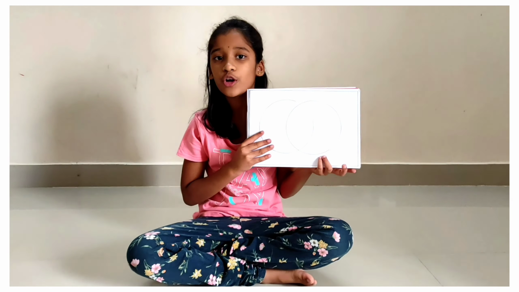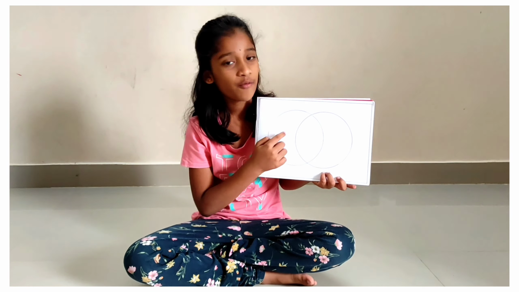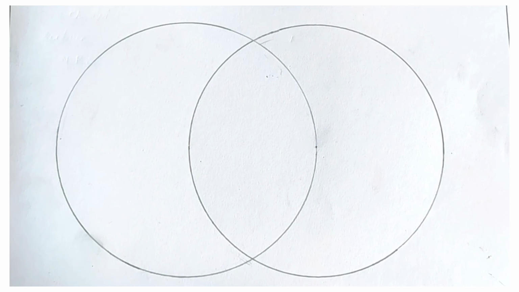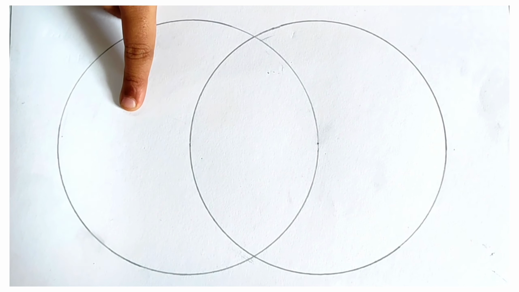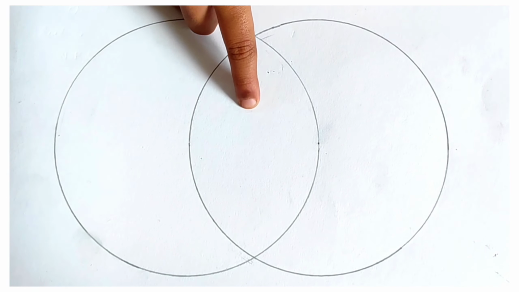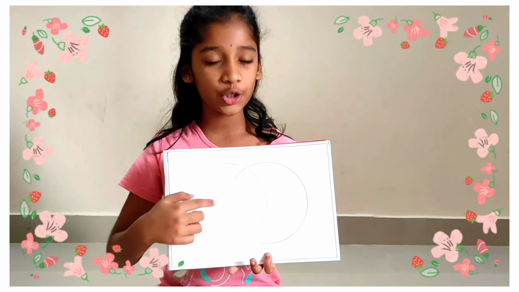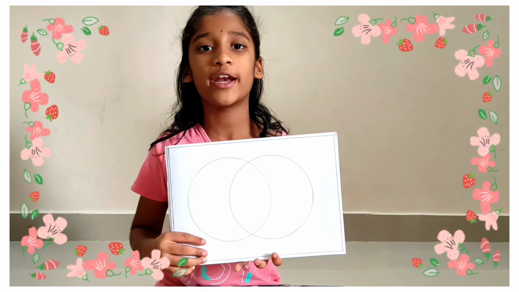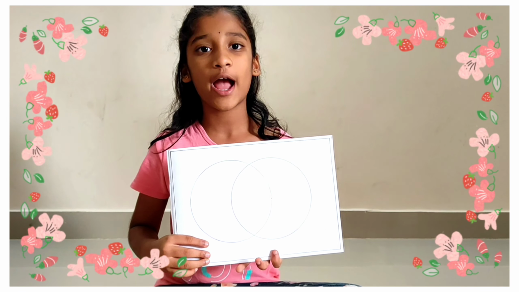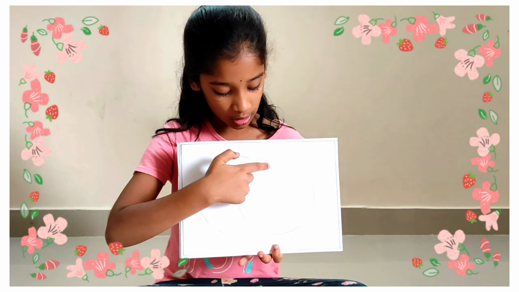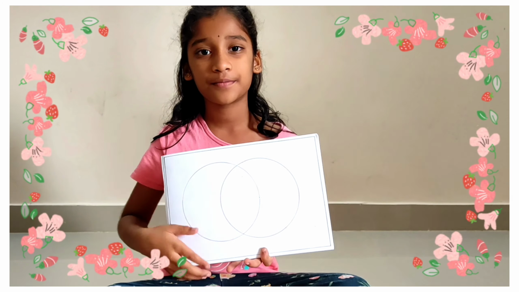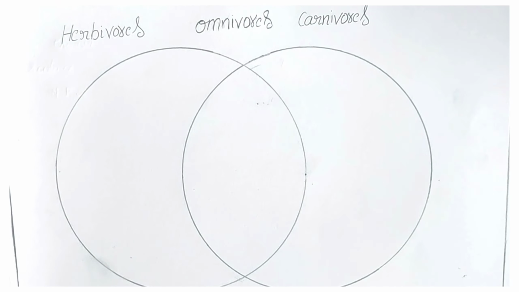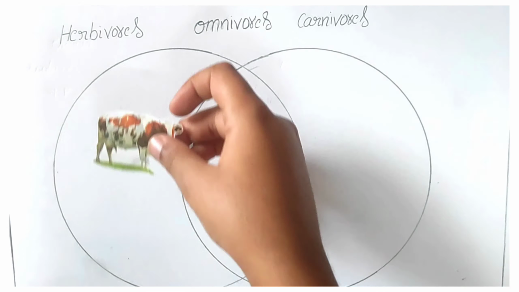We have to draw two circles, one on one. This is a Venn diagram. Now I am going to do an activity on Venn diagram. It is feeding habits. Here, herbivores, omnivores, carnivores. Let's write it. Now I am going to stick the animals.